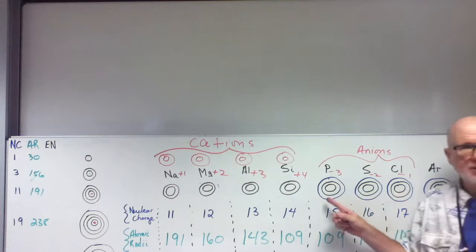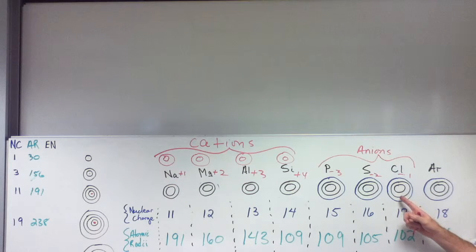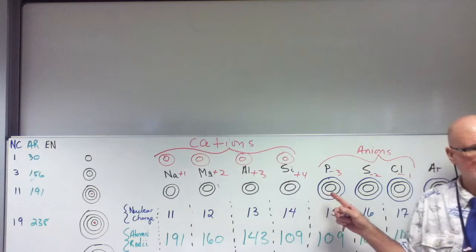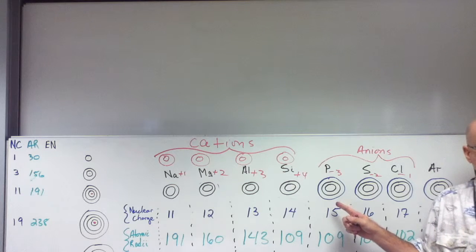So what's going to be larger, phosphorus or chlorine? Phosphorus. Very good, Antoine. You said that spontaneously. Phosphorus is going to be larger because it has a smaller nuclear charge.